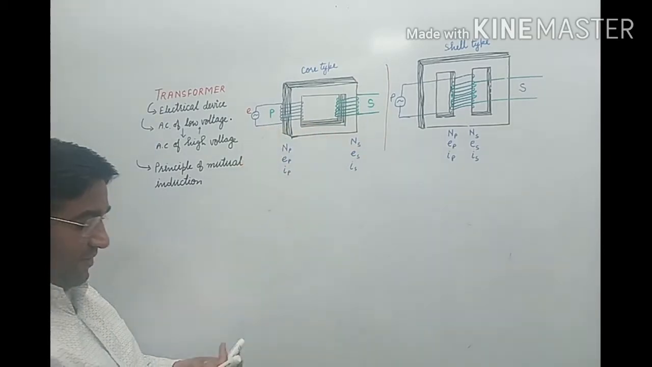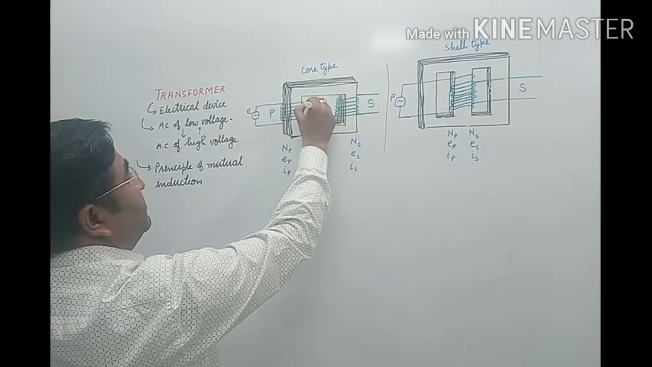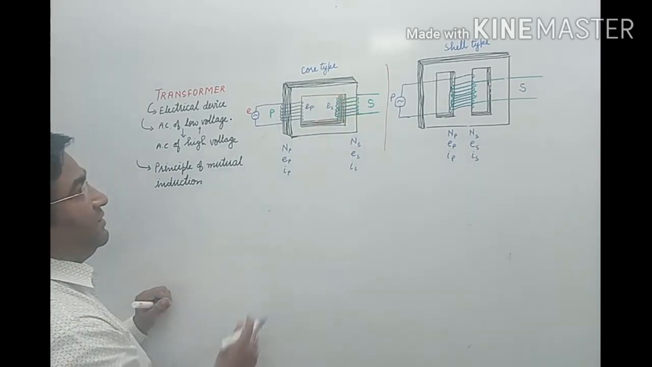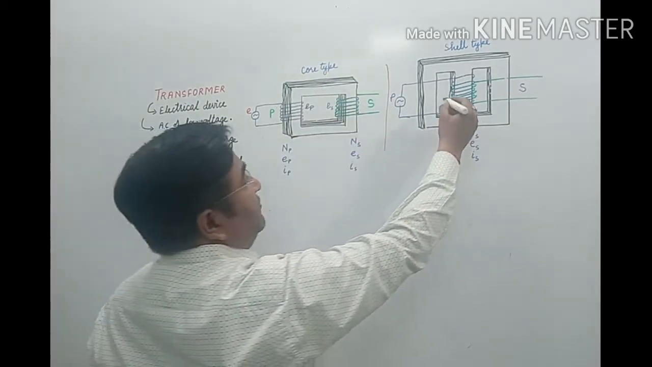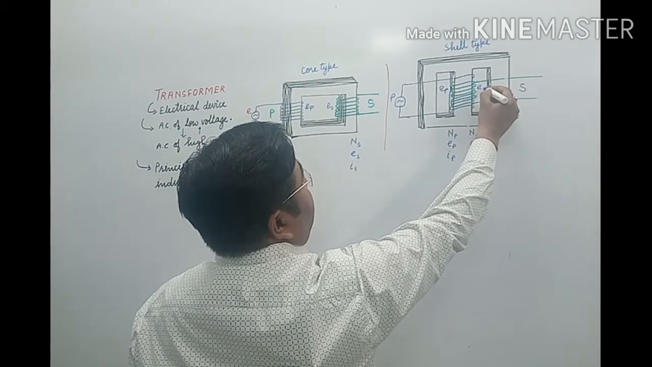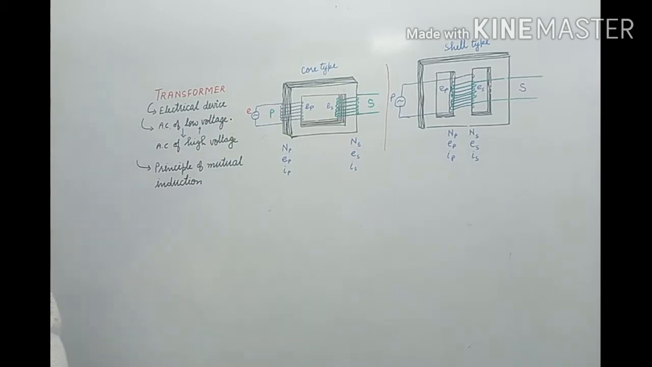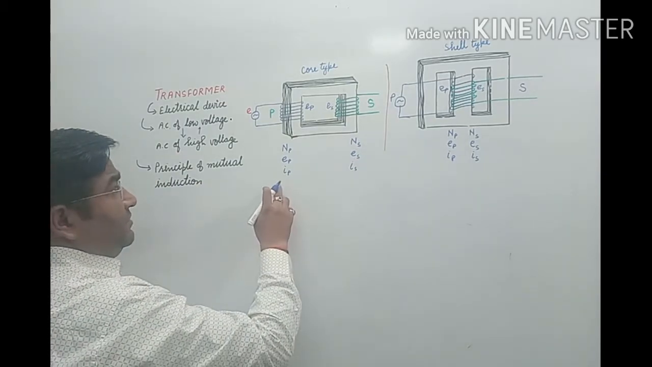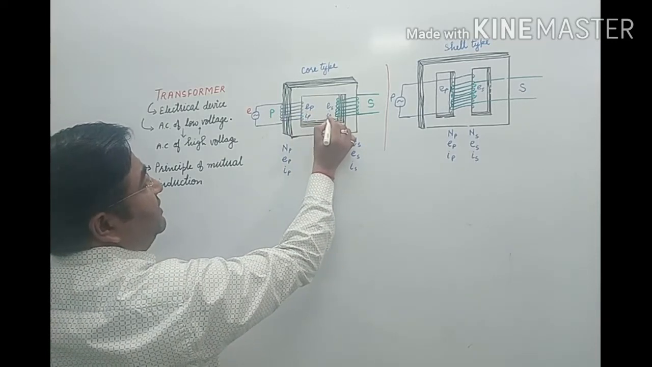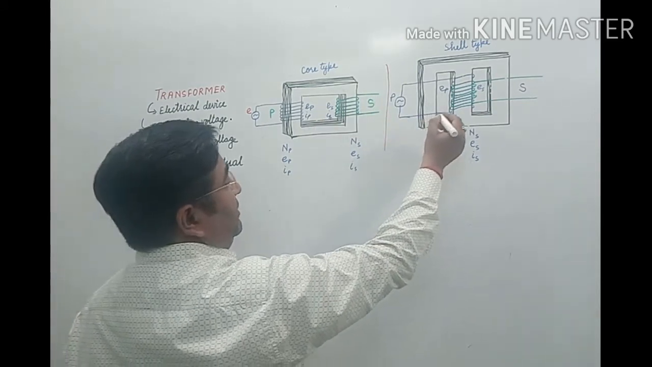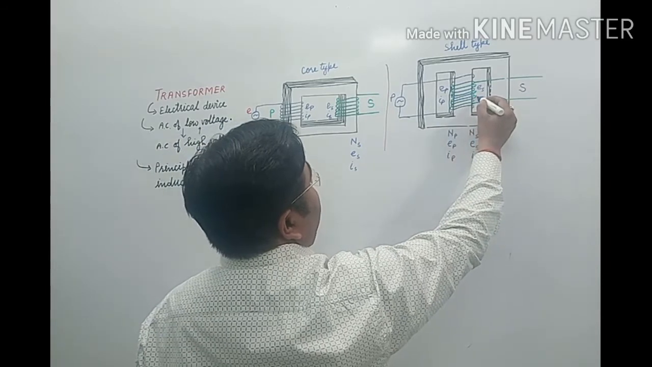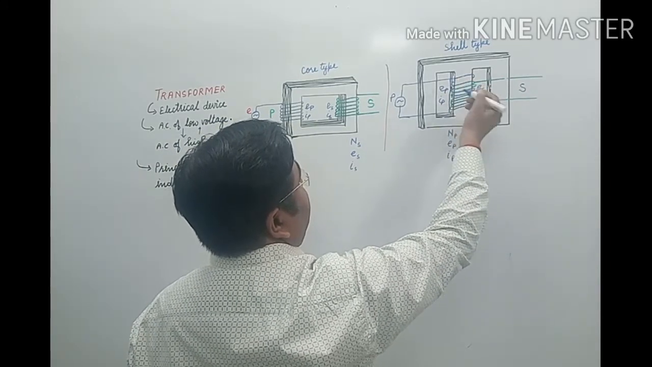EMF induced in the primary coil is Ep and EMF induced in the secondary coil is Es. S for secondary. Okay, we know that current in the primary coil is Ip and current in the secondary coil is Is. Here the current in the primary coil is Ip and in the secondary coil is Is, and the number of turns is this one.